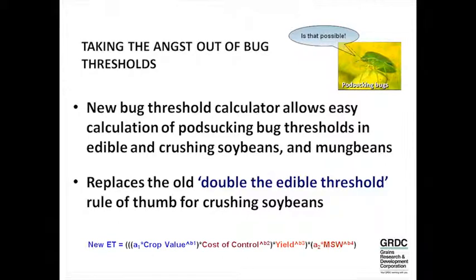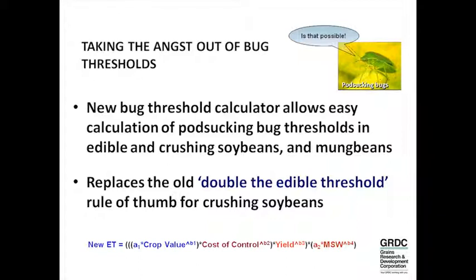We've got a new calculator that will be online shortly with assistance from the technical boffins in Toowoomba. The calculator will make for easier calculation of thresholds because there are a lot of complicating factors you don't really want to know about, but you want your thresholds to encompass those, so you've got a reasonably accurate prediction of the damage potential and the economic loss in your crop.